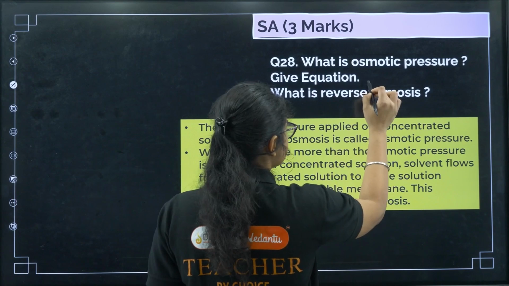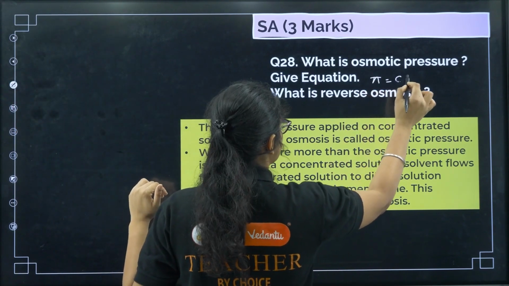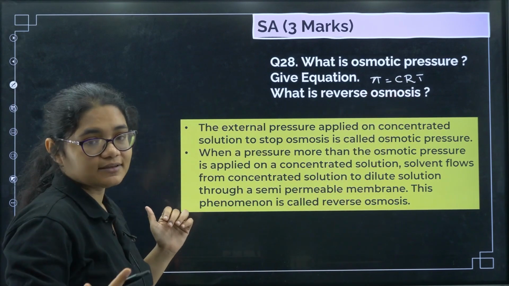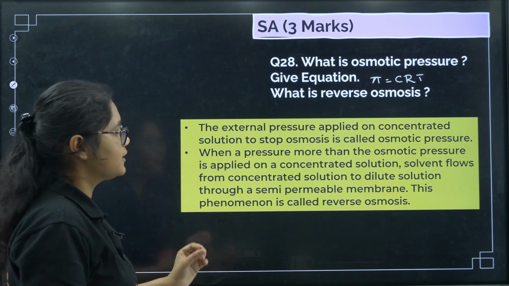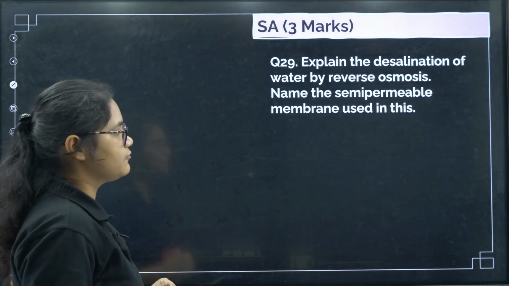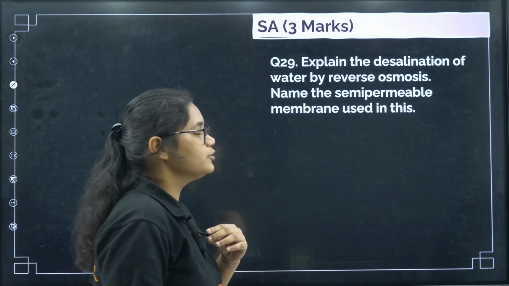Here the equation, I'll just write down the equation for osmotic pressure here: pi is equal to CRT. Please mention the terms. C is concentration, R is gas constant and T is temperature, pi is osmotic pressure. Okay. Then explain the desalination of water by reverse osmosis and name the semi-permeable membrane used in this.